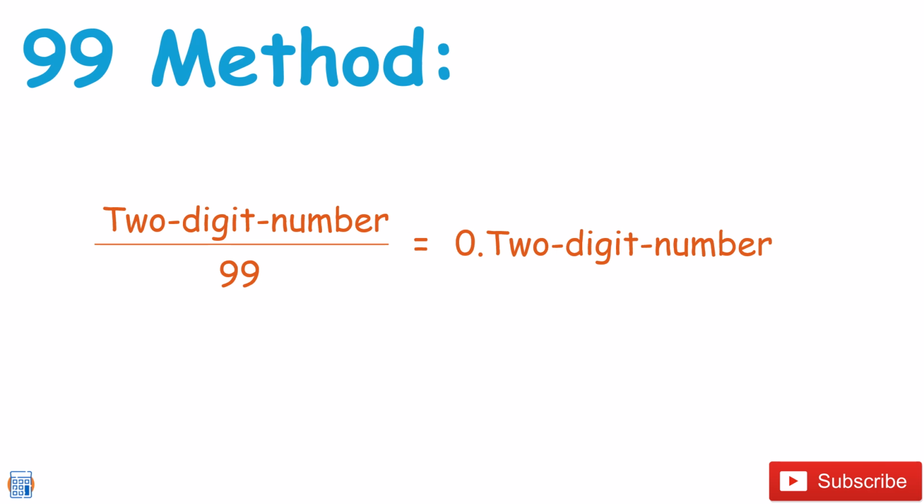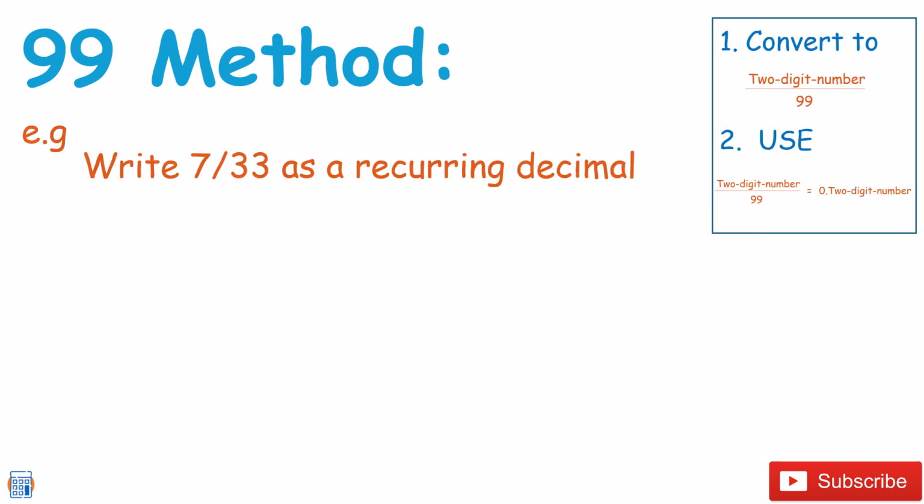The two-digit number. That does sound confusing, but if we show you an example, it says write 7 over 33 as a recurring decimal. Without a calculator, if I didn't know this rule, I'd have to do long division, but this helps out quite a lot. So I recognise that the 33 on the bottom is a factor of 99. So if I write that there, look, as you can see, you can times the bottom by 3 to get 99, but of course you have to times the top by 3 too. So you get 21 over 99.